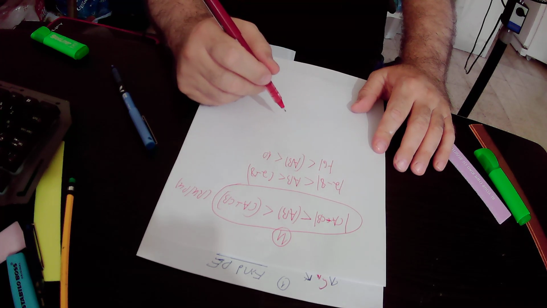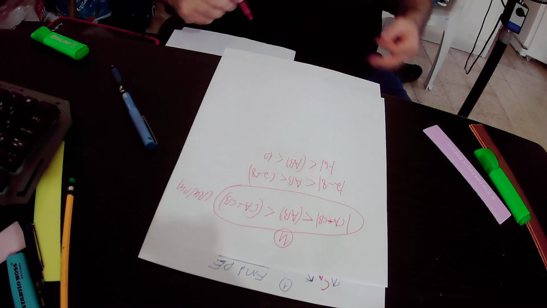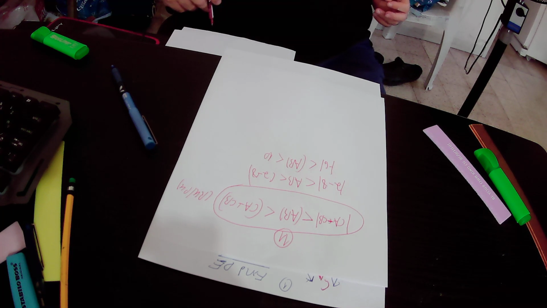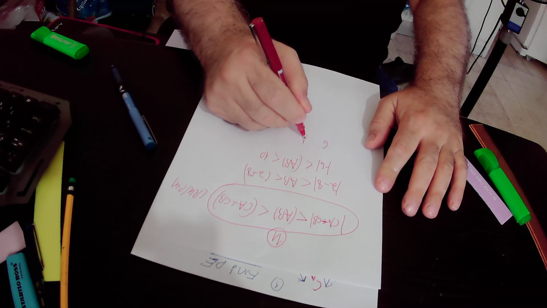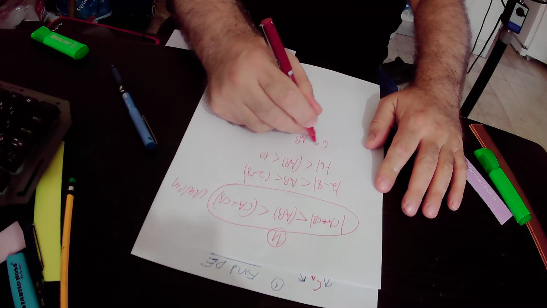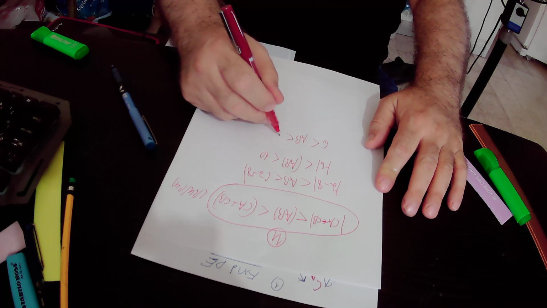And what is the absolute value of minus 6? The absolute value of any number is the distance of the number from 0. And the distance of minus 6 from 0 is 6 units. Therefore, the absolute value of minus 6 is 6. So we got that AB from one side is greater than 6 and it is smaller than 10.